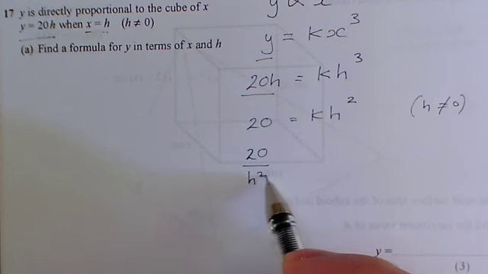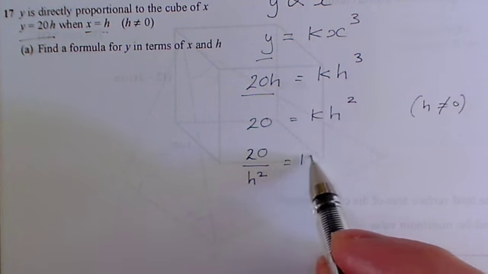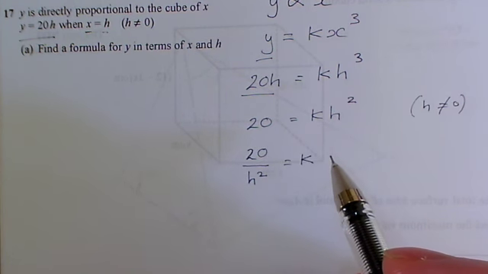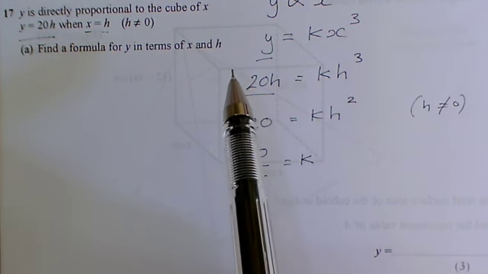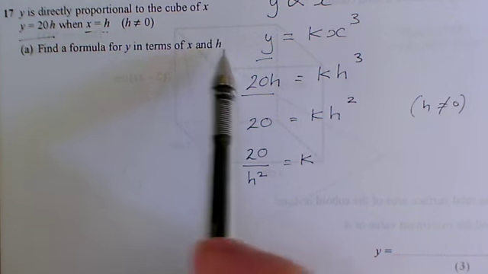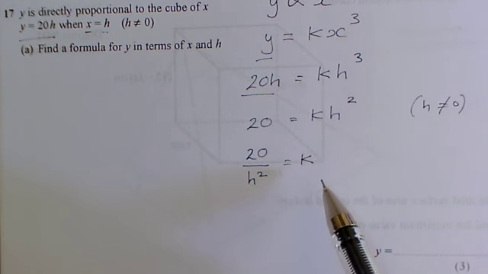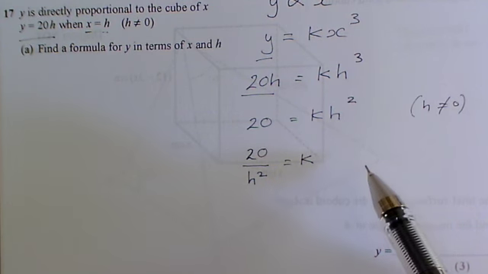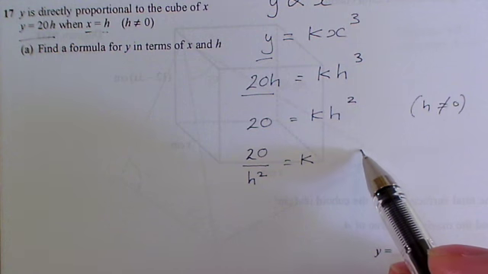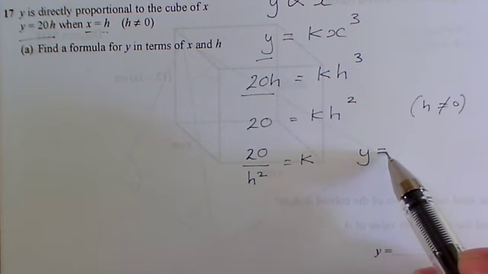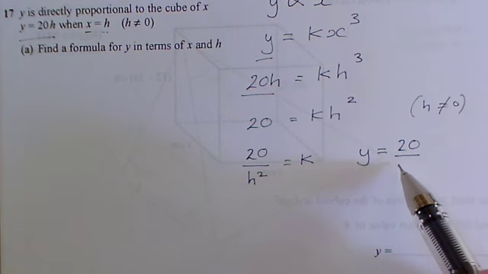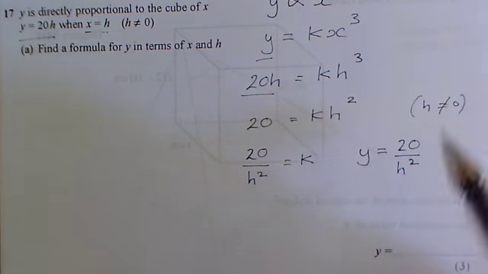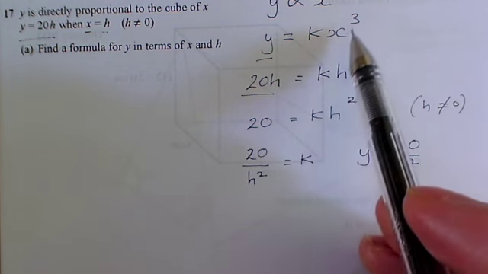So now I've found that constant k. I can rewrite my second line, which tells me that y is equal to kx cubed. But I know what k is now, so I can answer this question. I can find y in terms of x and h. So here we go. If I write down y equals 20 over h squared times x cubed, so there it is, y in terms of x and h.